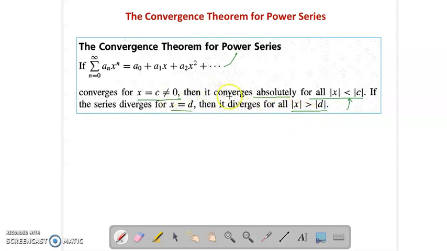The proof can be seen in the book Thomas and Finney, and this theorem will actually be used in solving objective problems. That will be very helpful to conclude the convergence. You can just test the convergence at one particular point and then accordingly decide its interval of convergence, absolute convergence or divergence.